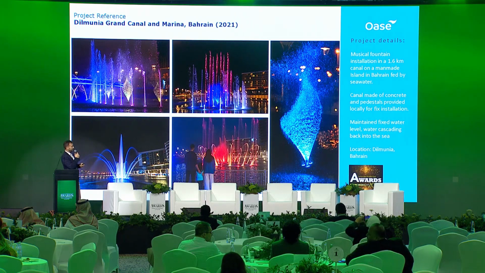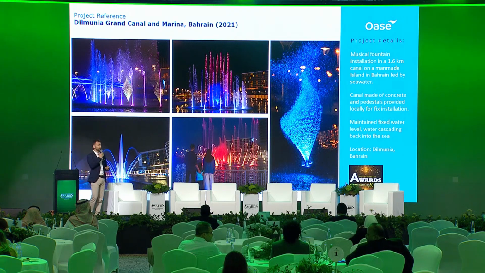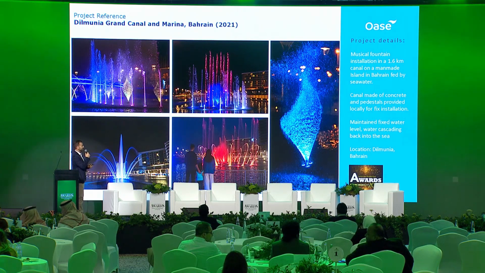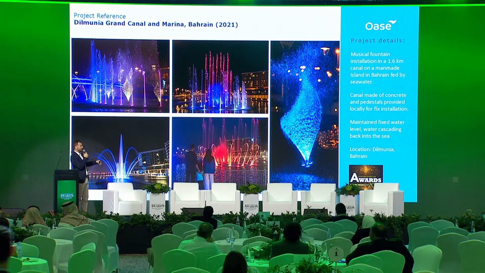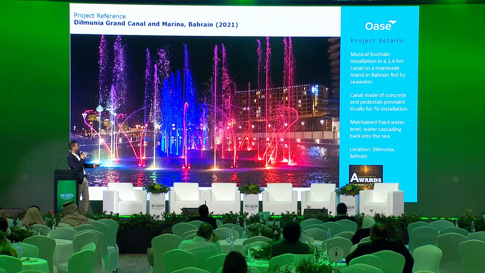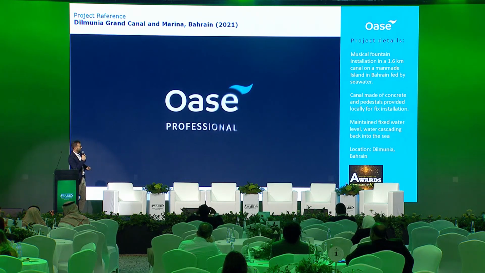A similar case is Dilmunia in Bahrain, which, by the way, has won the Landscape Middle East Award in 2023. This is a man-made canal, a 1.6 kilometer long one, where there is a pumping station below. It's a concrete basin on top where the water flows. Let me run the video so you have an impression.